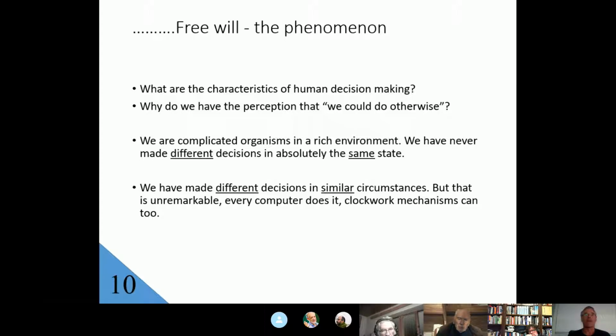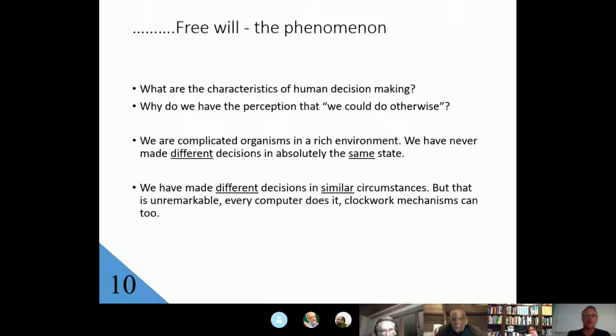This is a fact. We do have this perception that we could do otherwise, yeah? So what are the characteristics of our decision-making that we give this label of free will to? We've got this perception that in a situation we could do otherwise. We've got a perception that our choices are not predetermined, yeah?